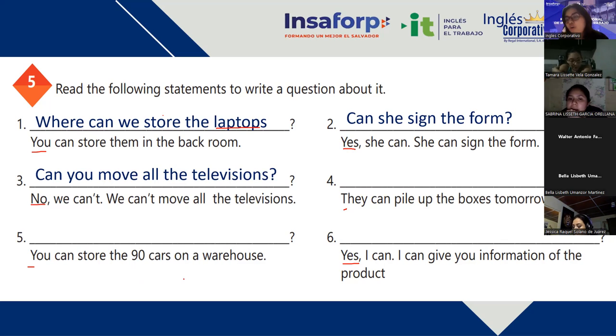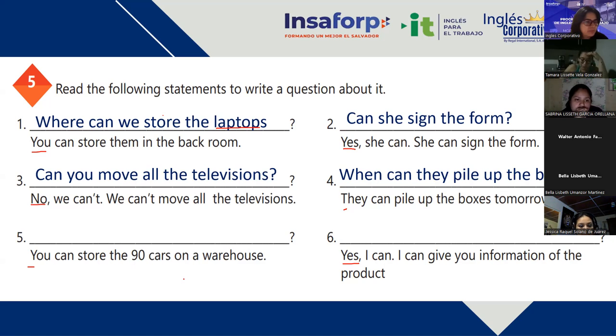When can they pile up the boxes? When? Tomorrow. Right? They can pile up all the boxes tomorrow. What about number five? Where can you store the 90 cars? Can you store the 90 cars in a warehouse?